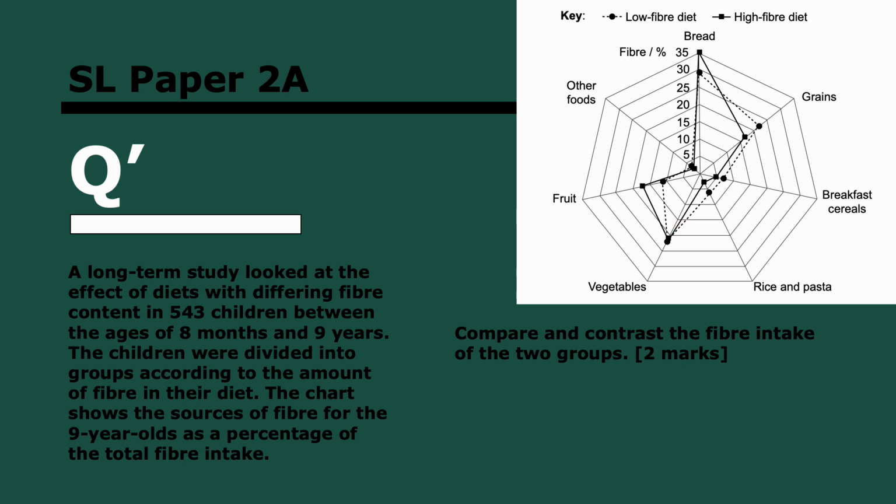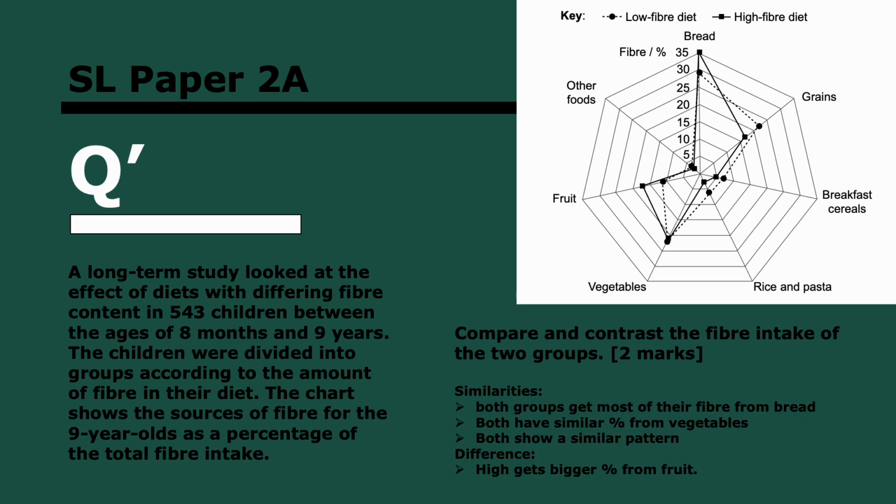Okay, so compare and contrast the fiber intake of the two groups for 2 marks. Okay, so you have to say 2 things. And 3, 2, and 1. Okay, so both get most of their fiber from bread. That's obvious, much more than any other of the food groups. They also have a similar percentage for vegetables over here, and they show a similar pattern overall.